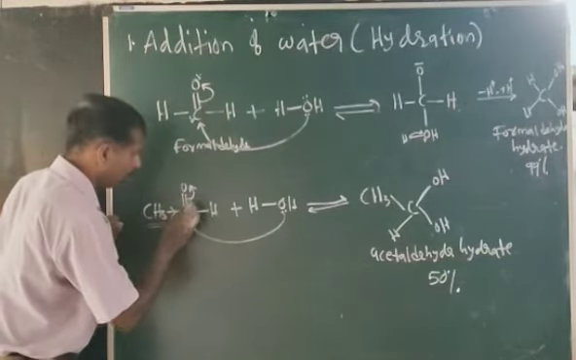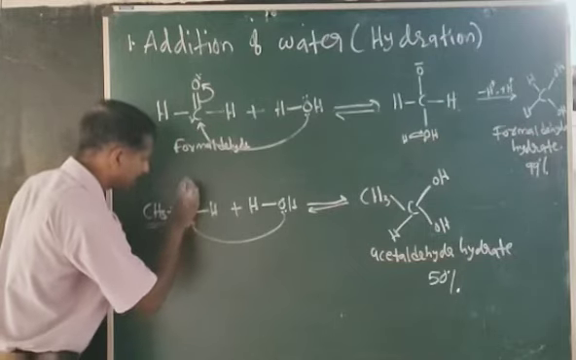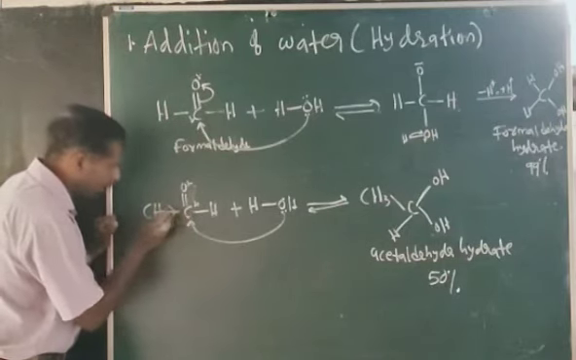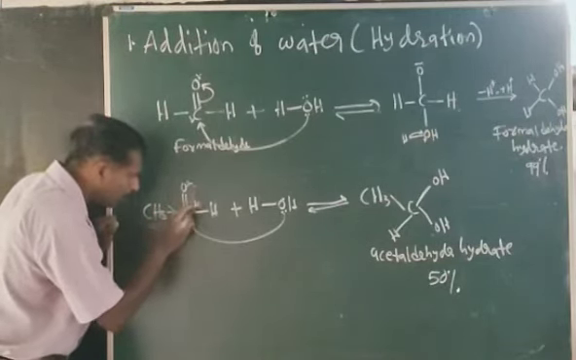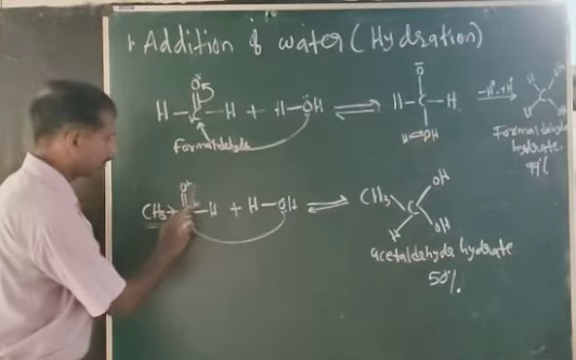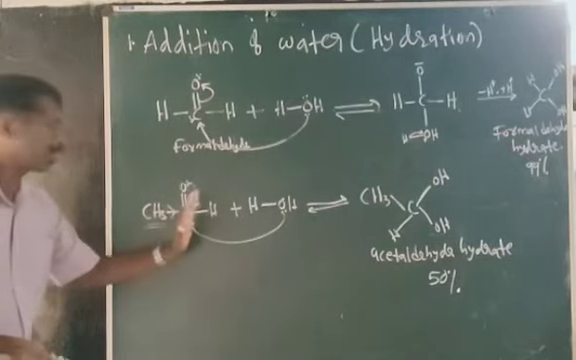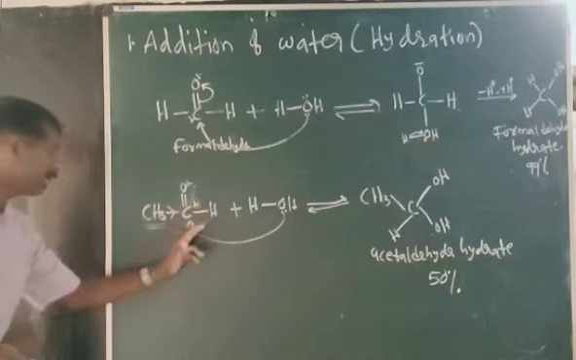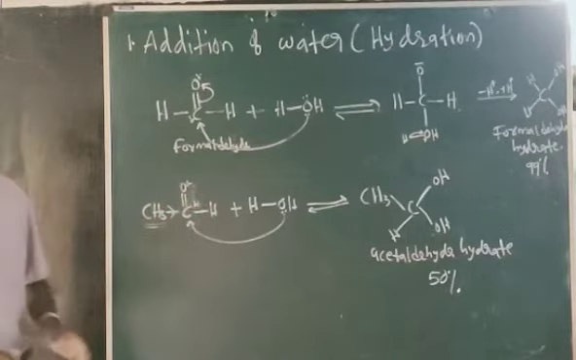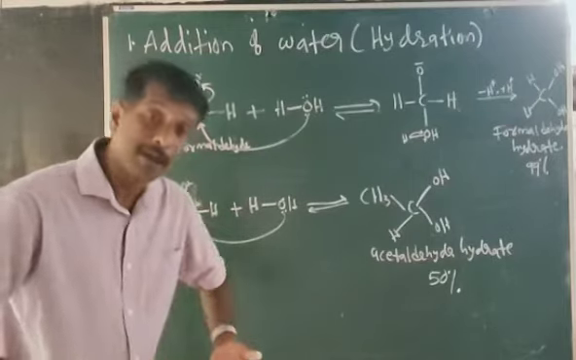Therefore, with this electron donating group, what will happen? We know that the carbon is slightly positive and oxygen is slightly negative. If there is an electron donating group, it will reduce the positive charge on the carbonyl carbon. That means the electron donating group will stabilize the carbonyl compound by reducing the positive charge. When the charge is reduced, that compound will become more stable.